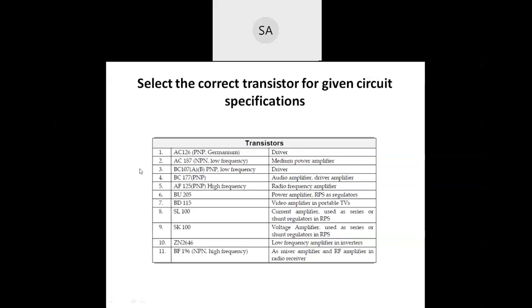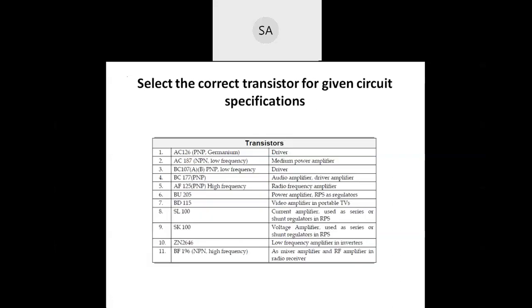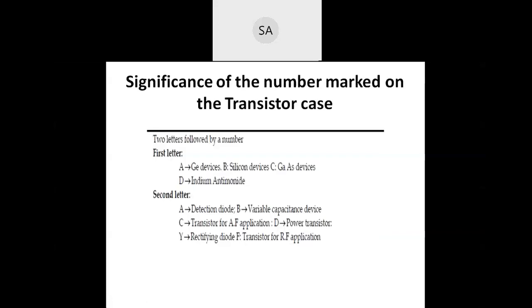Whereas another letter we have is F. F is for radio frequencies: transistors for RF applications, that is, radio frequency applications, which are the high frequency applications. And here we also have U, D, L, S, K, N. Only a few letters are given here.